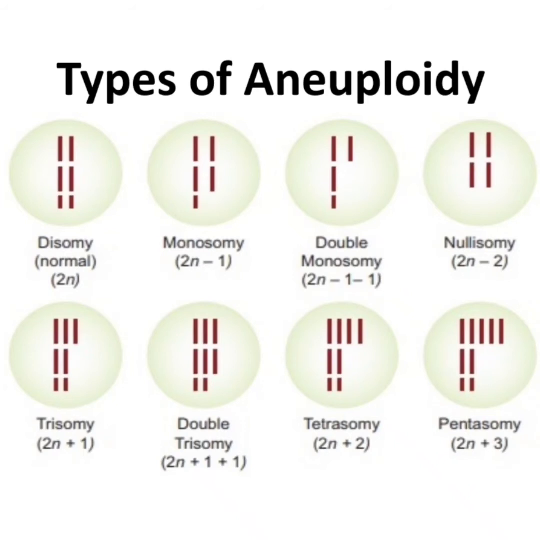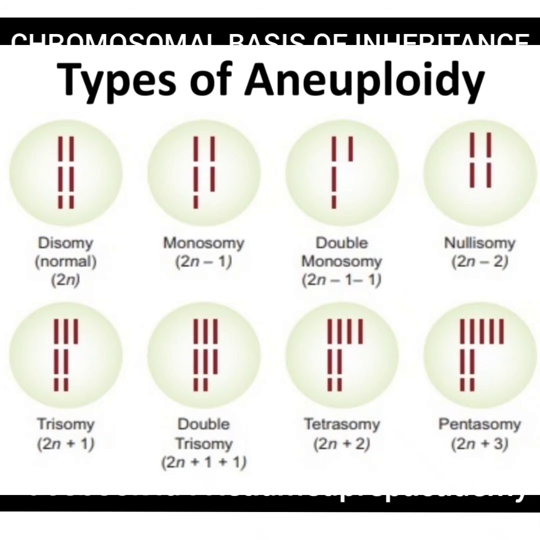Disomy, normal, is 2n. In monosomy you can see 2n minus 1. Double monosomy 2n minus 1 minus 1. In nullisomy 2n minus 2. In trisomy 2n plus 1. Double trisomy 2n plus 1 plus 1. In tetrasomy 2n plus 2. In pentasomy 2n plus 3. So it's beautifully depicted diagrammatically how to draw different types of aneuploidy.